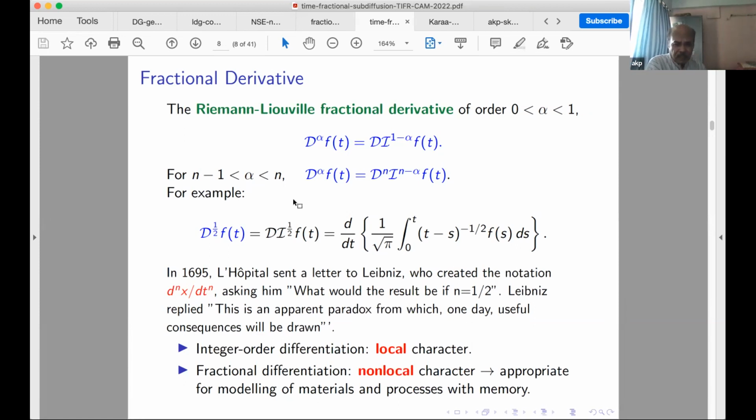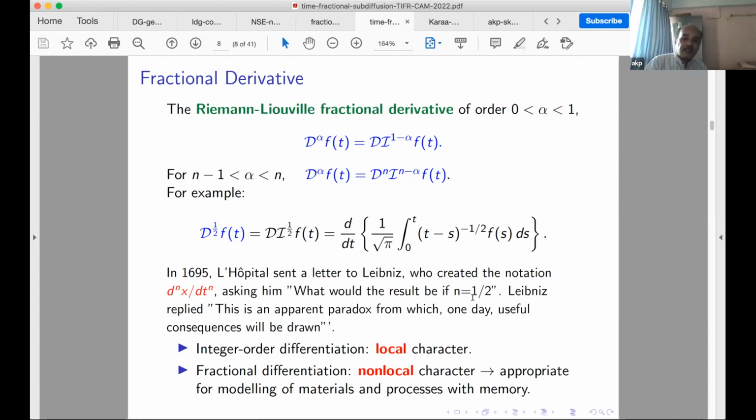But let me go back to 1695, when Leibniz gave the symbol that you are using for differentiation. He was talking about d n x by dt, the nth derivative. Then L'Hopital sent a letter to him in 1695: what happens when n is equal to half? This is a popular example which people give in fractional differential equations. So Leibniz replied, this is an apparent paradox from which one day useful consequences will be drawn. And perhaps that time has come.